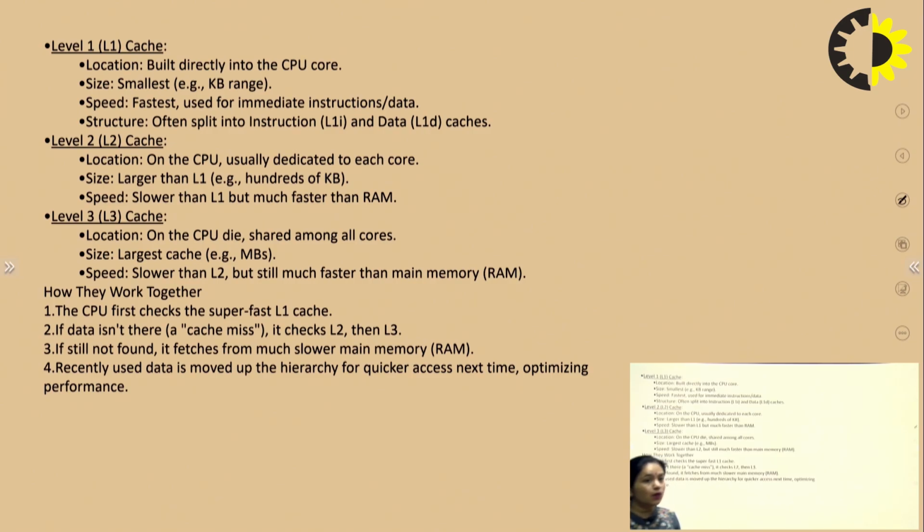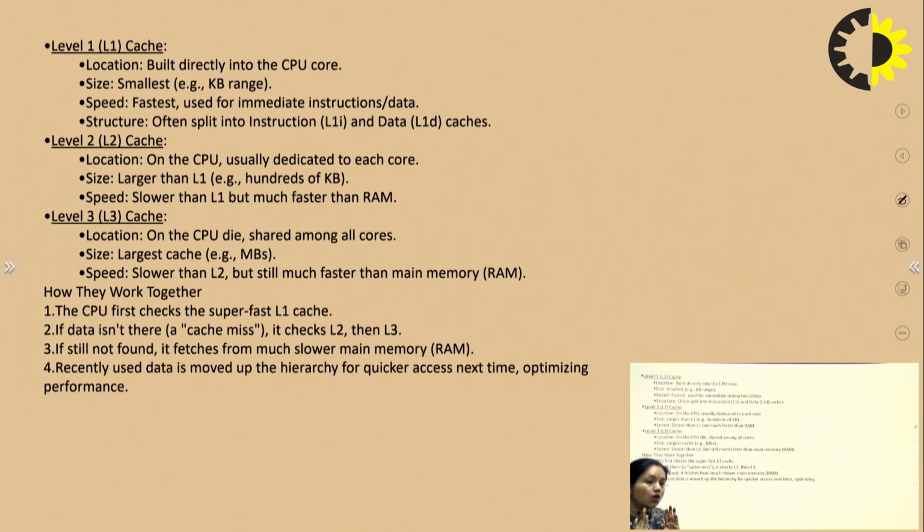Now the third one, L3, is on the CPU die, shared among all cores, meaning it will be shared with all the elements being implemented. It will be the largest cache, slower than L2, but still faster than main memory. Now how will it work? As I told you, the CPU will first check into L1.